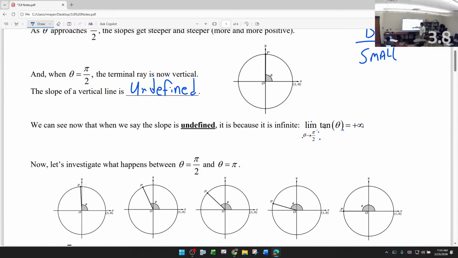Now let's investigate what happens from pi over 2 to pi. Pi over 2 to pi is where sine is getting smaller again because it's going from 1 to 0, but cosine is going from 0 to 1. And so therefore now from pi over 2 to pi, we're getting smaller and smaller and smaller until we get to pi. And when we get to pi, that's where we have 0 over anything, 0 over 1.